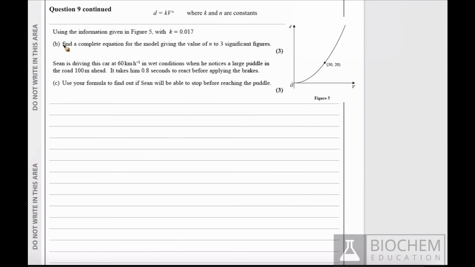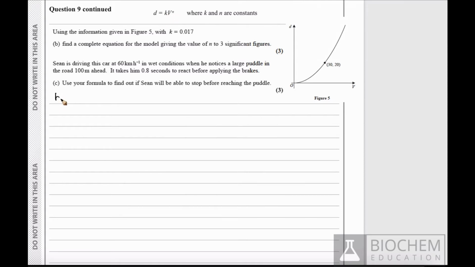Question 9, part B. Using the information given in figure 5, here is figure 5 that shows velocity on the x-axis and the distance traveled by the car on the y-axis. In figure 5, with k equal to 0.017, part B, find a complete equation for the model. So that was the model. D is equal to k times v to the power of n, where k and n are constants, giving the value of n to 3 significant figures. So the examiner wants us to give this equation with the value of k and the value of n.